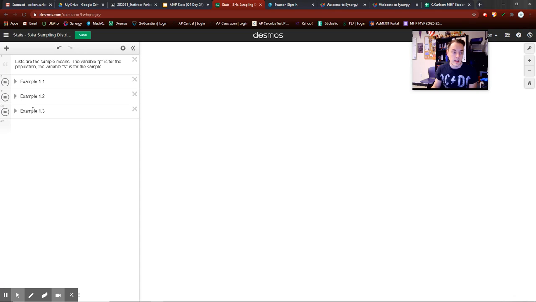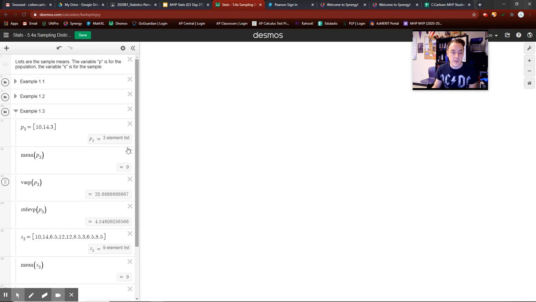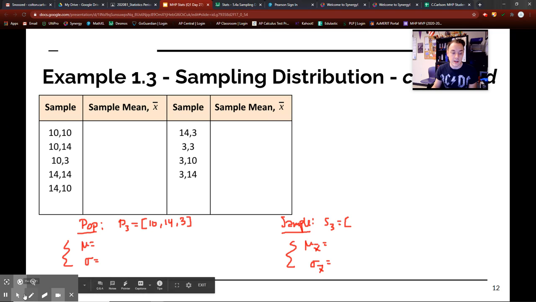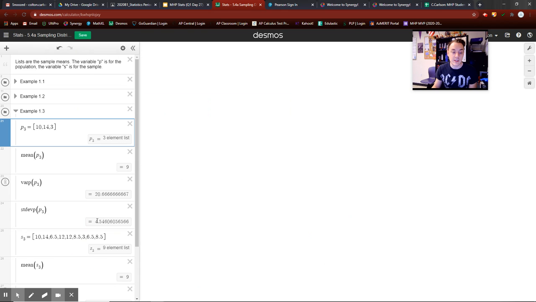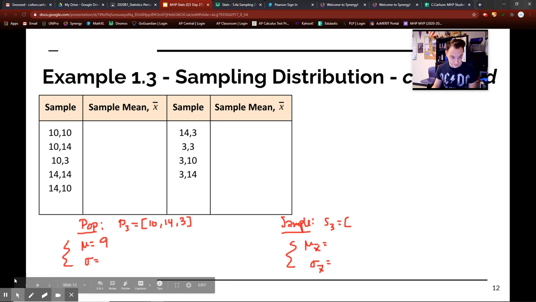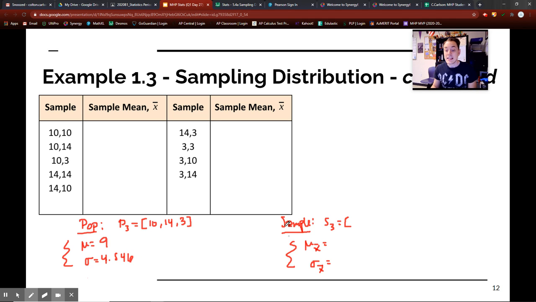Okay? So I go to example 1.3 and I list them out right here. So this is my population. This is my mean. Okay, so 9. So I'm going to go over here and do 9. And then I go back and then I have my standard deviation about 4.546, something around there. Again, I could put my variance, but I don't necessarily need to. I only want this. That's what the problem asked for. So 4.546. Perfect.